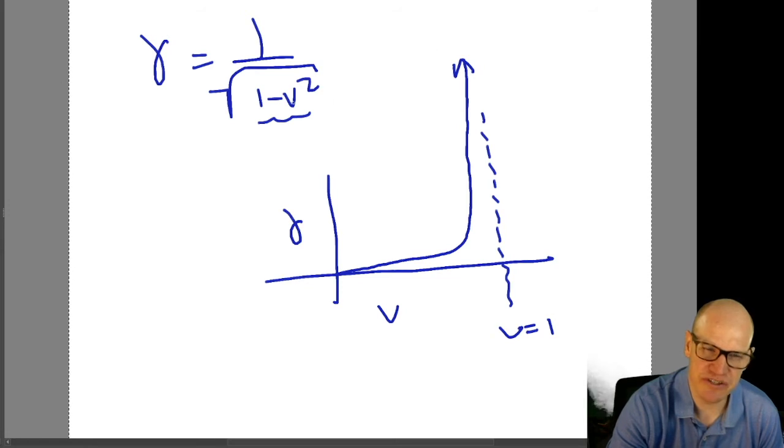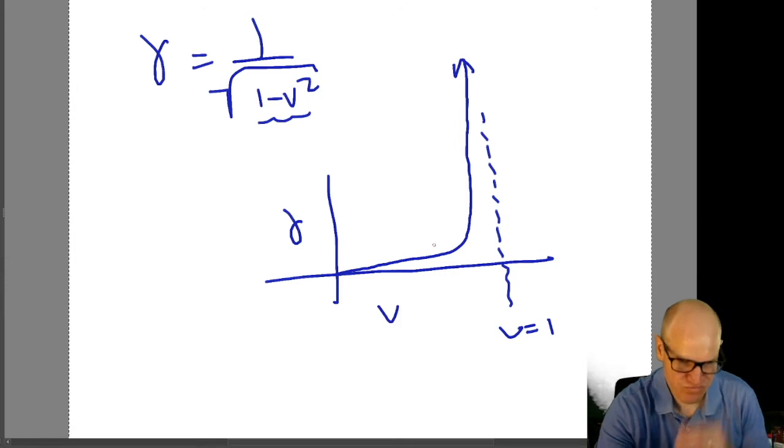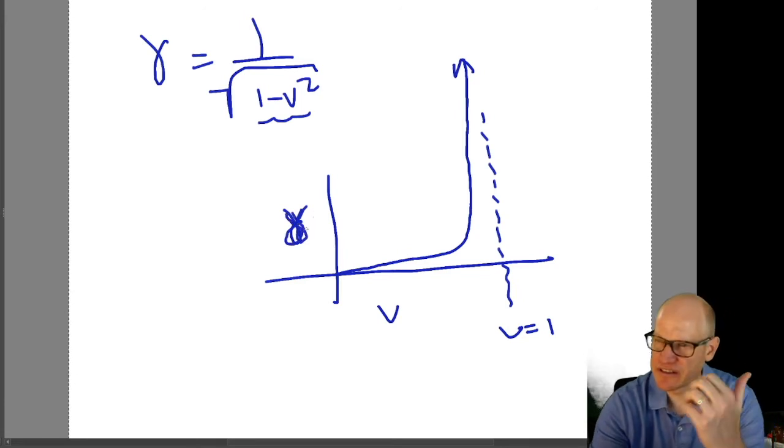It blows up, but you never actually get to velocities less than 1, or velocities greater than 1. And so as a consequence, this becomes imaginary. So you get this asymptotic behavior up like this. Okay, so that's the shape of gamma.